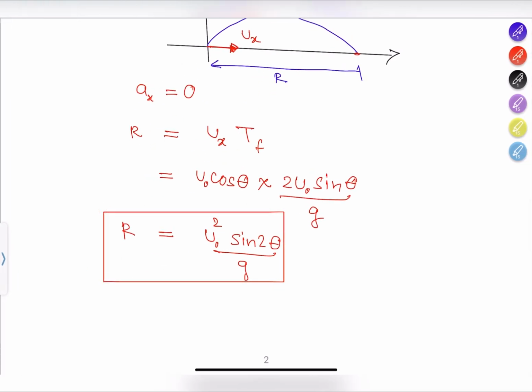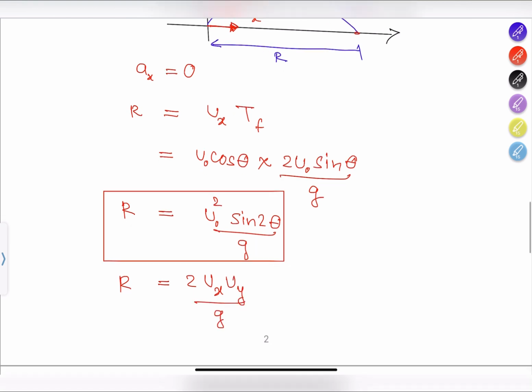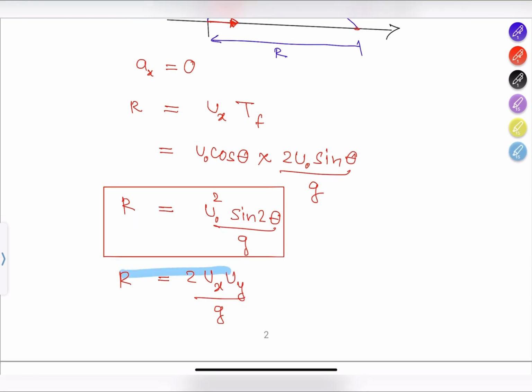Or the other formula is in terms of components. It will be 2 ux uy by g. Whichever is easier for you, you can remember it. But if you remember the component formula, it will be very easy to remember in terms of components only, not the whole value. So try to remember these formulas in terms of components.